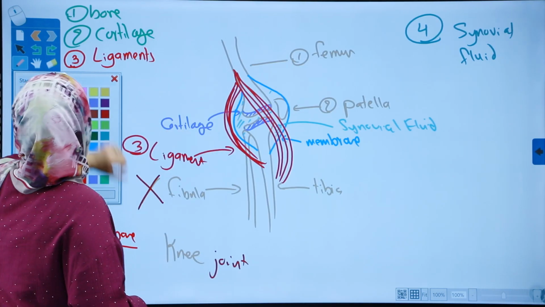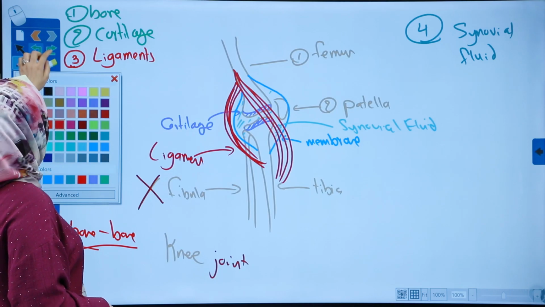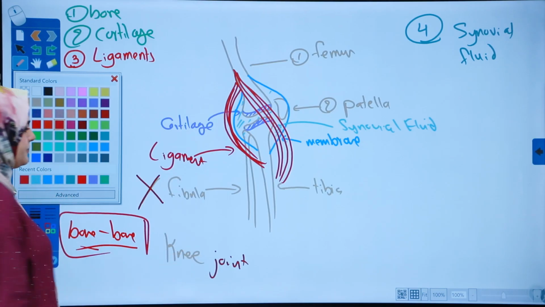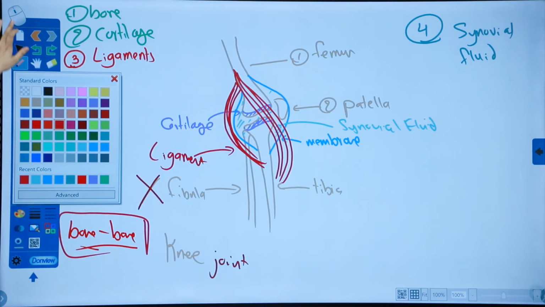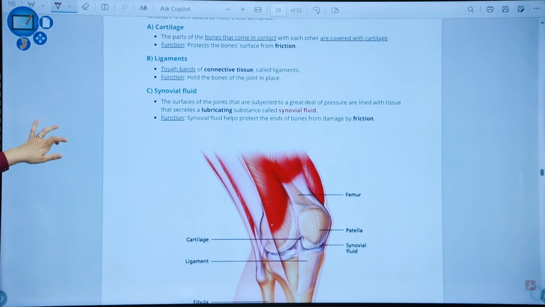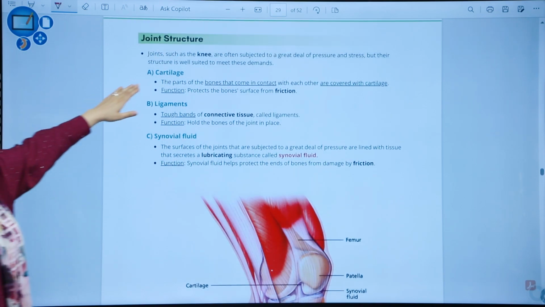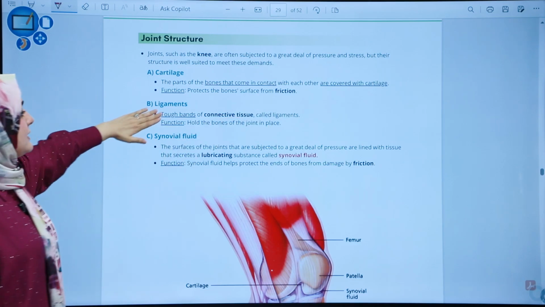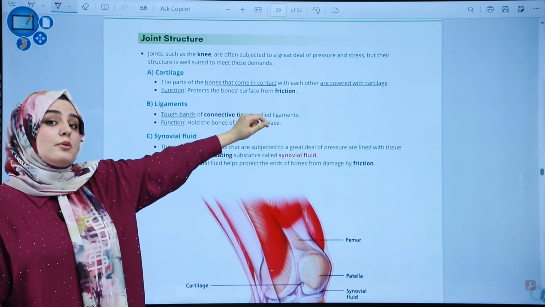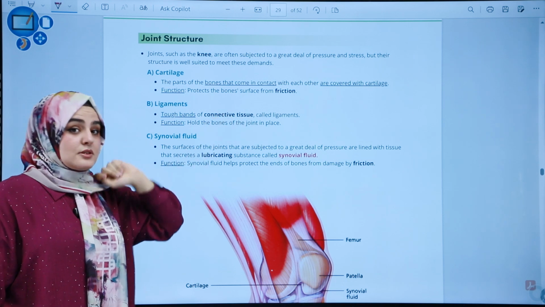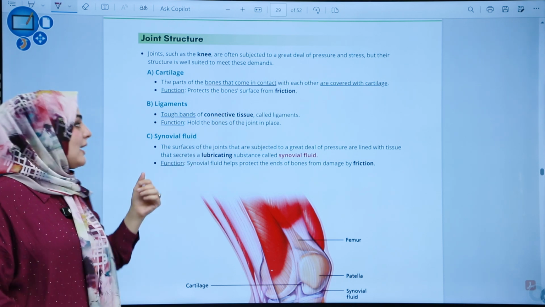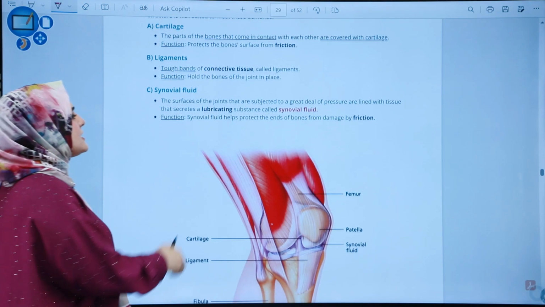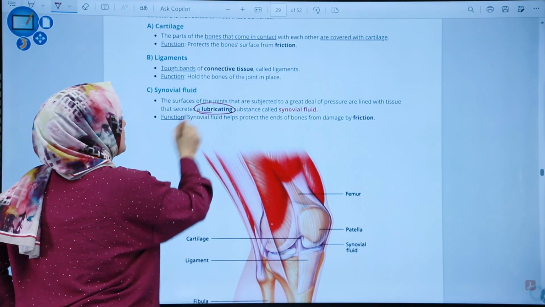I put a lot of numbers here, so we're not going to mix those. Ligament, which is tying them together, what? Bone to bone. This is a structure of a knee joint, and we're going to go through it. Remember, cartilage covers the bone like a helmet, and reduces friction. Ligaments are a connective tissue, a fibrous one actually. It's also the semi-solid type, and it is holding the joints and stabilizing them. As for synovial fluid, it is a lubricating material.